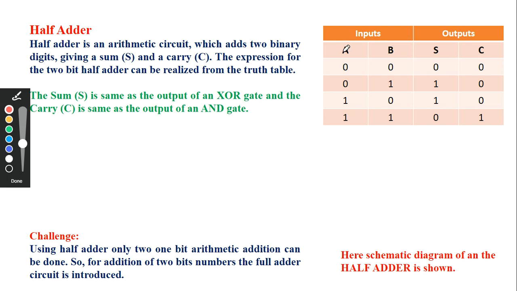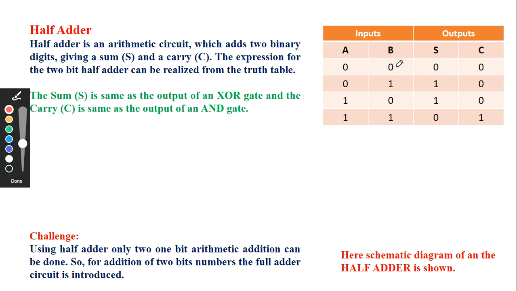So using two binary inputs, how many sets of combinations are possible? So we know that for n bits, 2 to the power n combinations are possible. So using 2 bits, 2 to the power 2, that is 4 sets of combinations are possible. So here the 4 sets of combinations are 00, 01, 10 and 11.